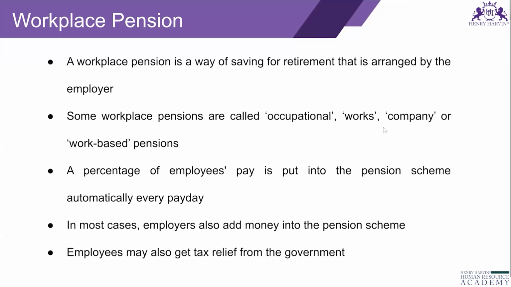In most cases, employers also add money into the pension scheme. It is not most, they have to, okay, because it is an HMRC rule. Employees may also get tax relief from the government. There could be schemes which are non-taxable, so that will be deducted before we charge tax. So it will reduce the taxable income. Like we have tax codes, tax exemption is deducted before we calculate the taxable salary, right? So there could be some scheme which is deducted before we arrive at the taxable salary. So they get more benefit, and people will be happy. One benefit is from the employer contribution, and one is tax relief.